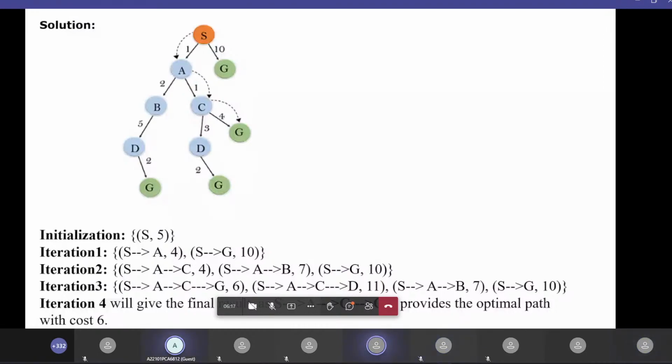Now look at the value. How do you get the value for C? Add this value from A to C: 1 plus 1 is 2. And then we have to add the heuristic value. What is the heuristic value for C? 2. So 2 plus 2 is 4. Here they have written 4.